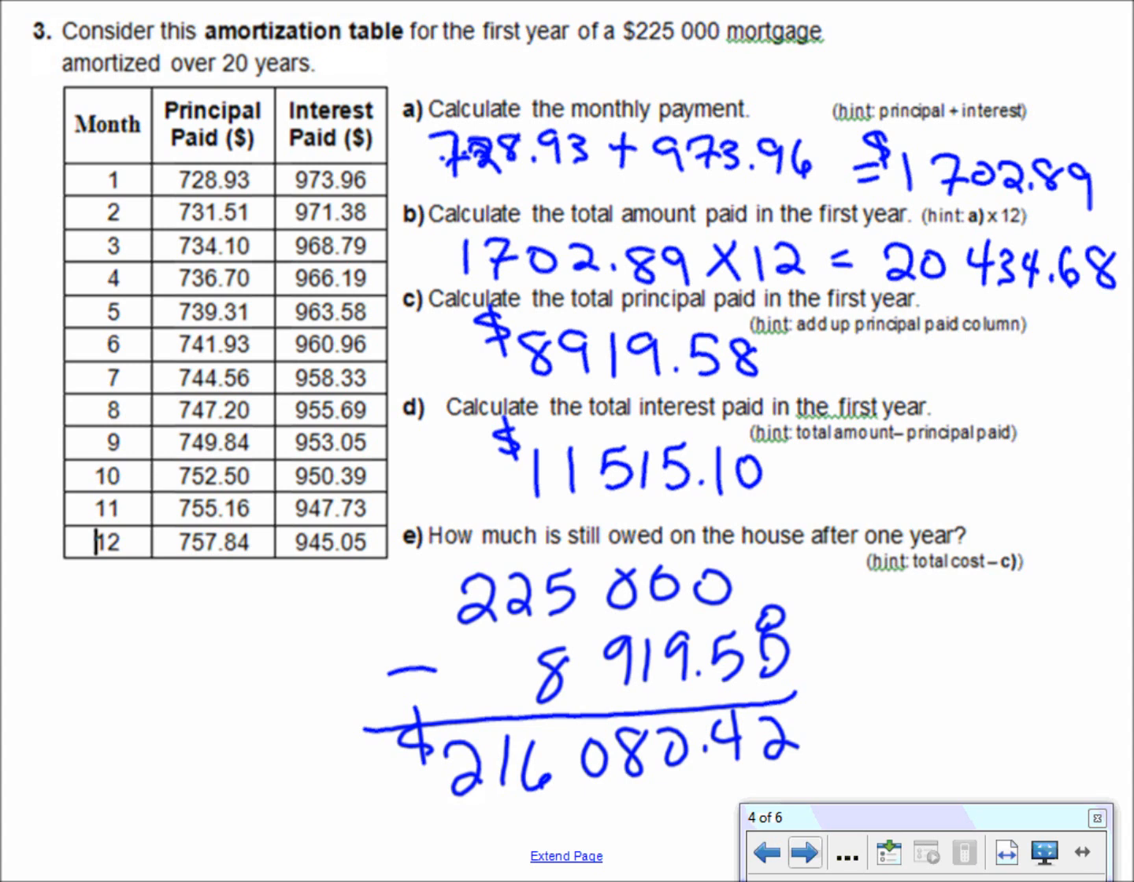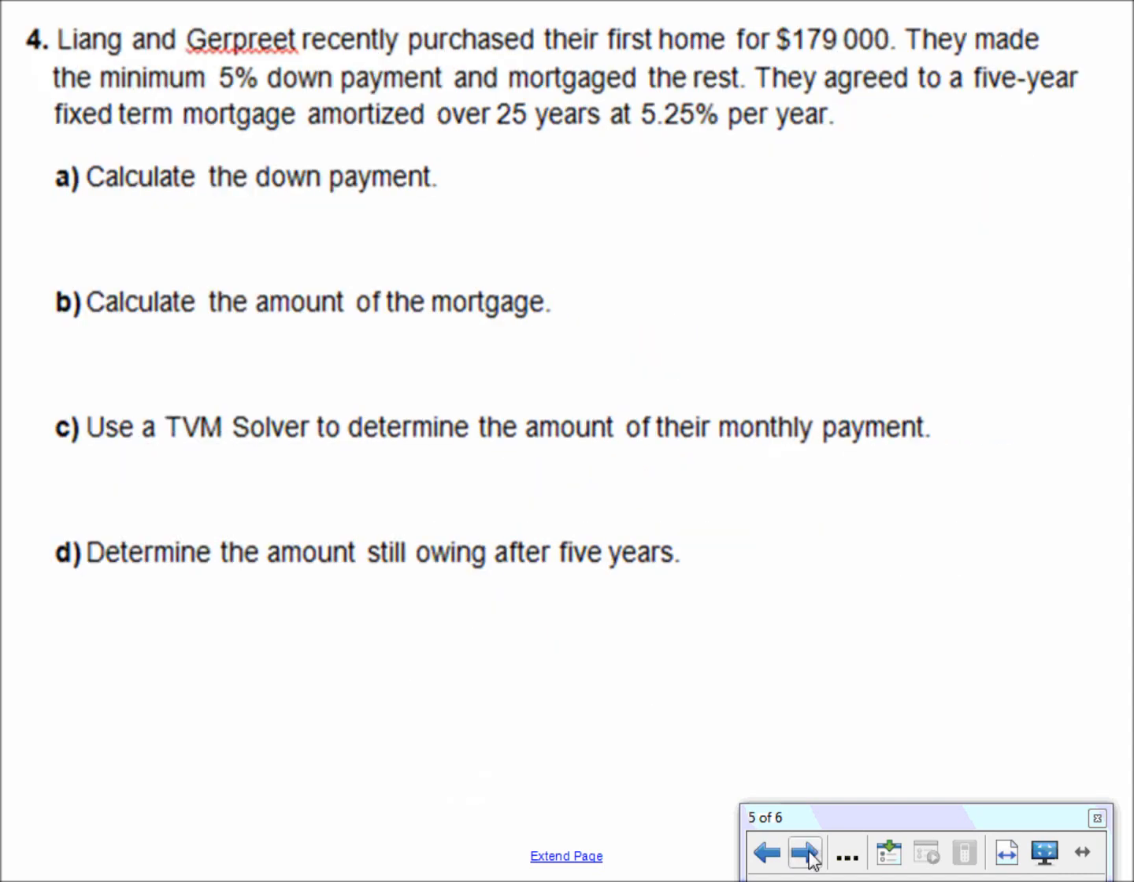Okay, we're good. There's just a lot of little areas that you can make mistakes on these. Down to the next and last one.